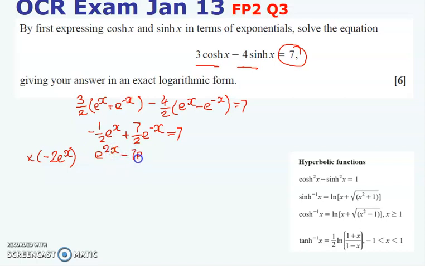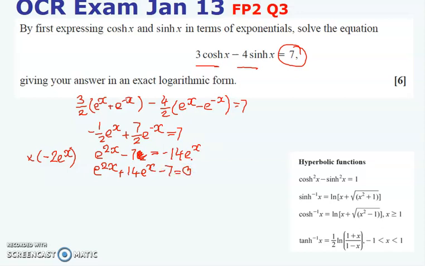minus 7e, no, that will disappear, equals minus 14 e to the x. There you go. Make sure you get your head around all of that. Move everything onto one side again. Plus 14 e to the x minus 7 equals 0.